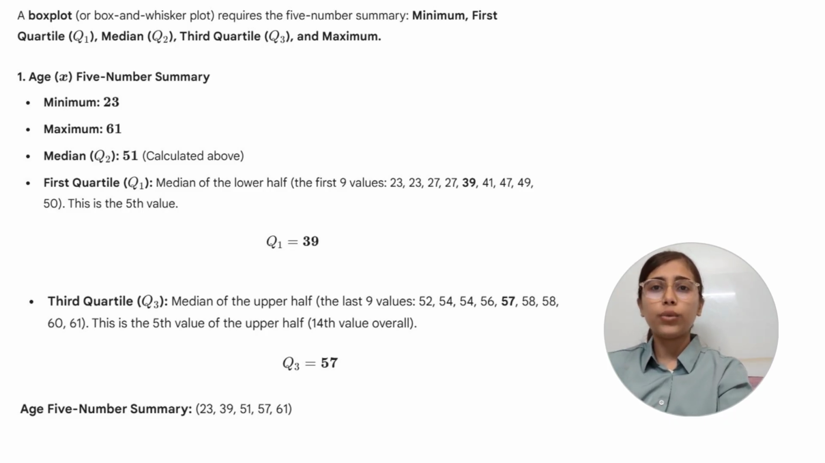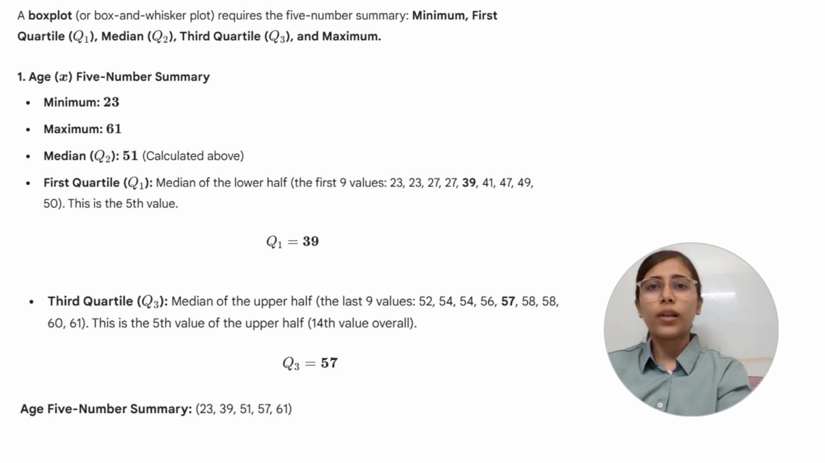Now the third quartile, Q3. The median of the upper half, the last 9 values, which are 52, 54 twice, 56, 57, 58 twice, 60 and 61. So this is the fifth value of the upper half. So Q3 is 57, the 14th value overall. So the 5-number summary for the age column is 23, 39, 51, 57 and 61. As we know, 23 is the minimum number, 61 is the maximum number, the median is 51, the first quartile is 39 and the third quartile is 57.